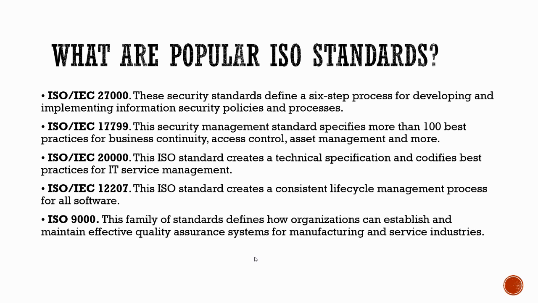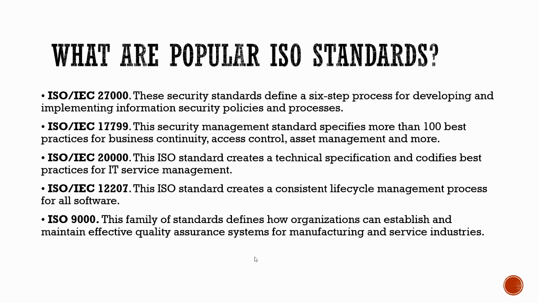So, what are popular ISO standards? First one is ISO IEC 27000. This security standard defines a six-step process for developing and implementing information security policies and processes. Second one is ISO IEC 17799. This security management standard specifies more than 100 best practices for business continuity, access control, process management, and more.